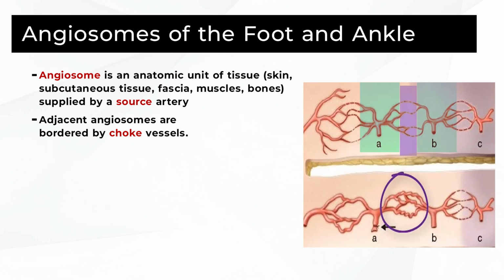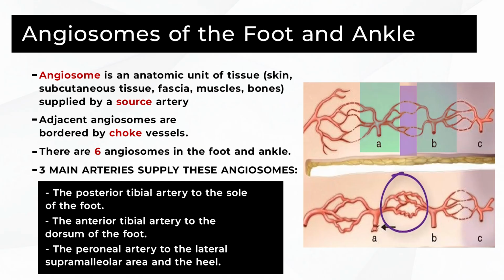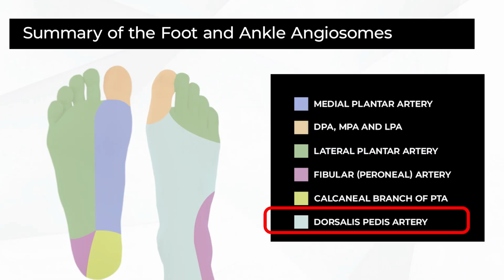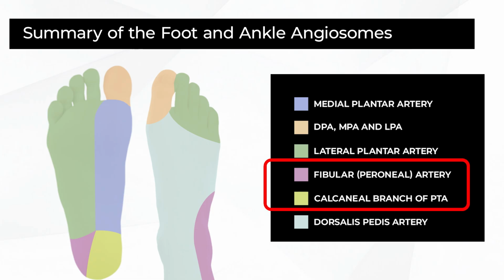There are 6 angiosomes in the foot and the ankle. They are supplied by the 3 main arteries: the posterior tibial artery to the sole of the foot, the anterior tibial artery to the dorsum of the foot, and the peroneal artery to the lateral supramalleolar area and the heel. The dorsum of the foot is supplied by the dorsalis pedis artery. The heel is supplied by the branches of the posterior tibial artery and the peroneal artery.